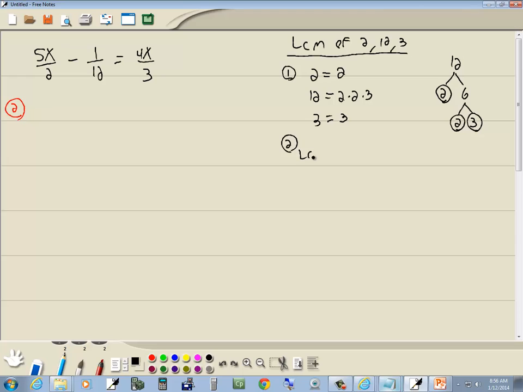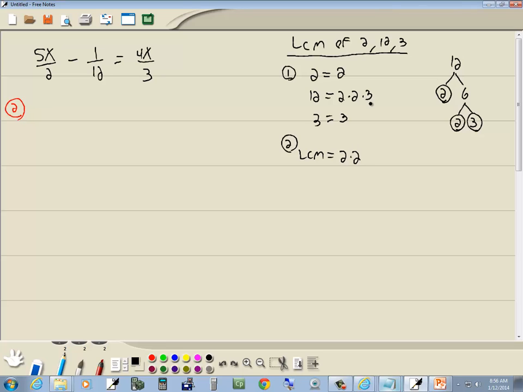Now our LCM, we start with our first prime, which is 2. And I'm looking for the greatest number of times 2 appears on a single line. Now think what I'm saying. I'm not counting how many 2's I have. I'm looking for the greatest number of 2's on a single line. There's 1 here, there's 2 here, there's none here. So the greatest number of 2's on a single line is 2.